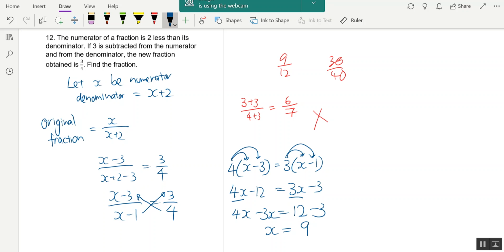So what was the fraction? The fraction is equal to 9 over 9 plus 2, and this is equal to 9 over 11. So this is how you do this kind of fraction problem. Whenever you see a word problem, always think of what you should let x to be, form an equation to solve it. And that is the best way to cultivate a habit from Secondary 1.